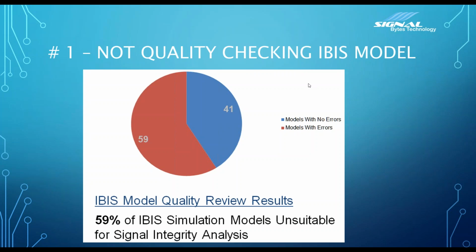Okay, someone just asked a question: where did this data come from, for 90%? That's a good question. So this is a survey that I did a little while ago using our IBIS quality tool. So what I did is I downloaded 100 different models from different vendors, and I ran them through different levels of quality checking and then started binning them after they had errors.